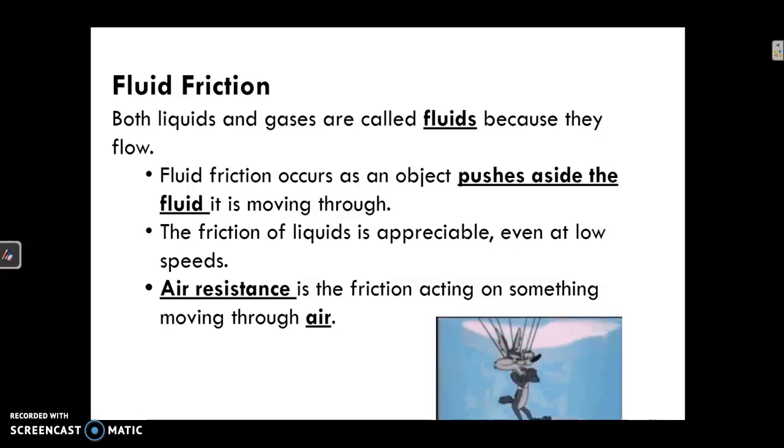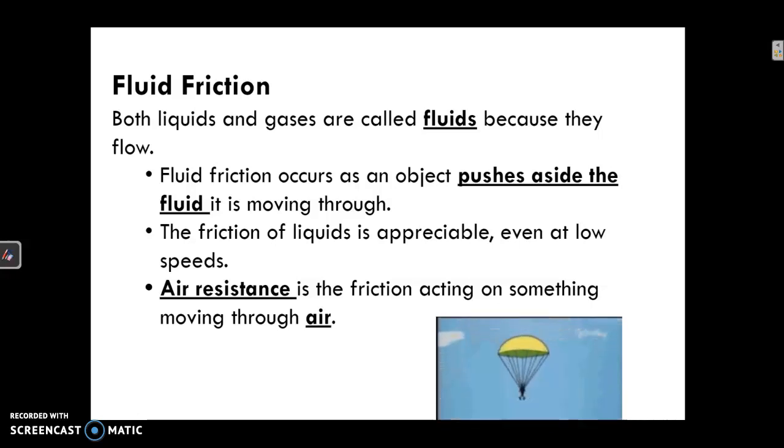They both flow. We've all seen water flow, maybe through a river gracefully through the mountains, or maybe the wind in your hair or the wind through the trees, right? Both of those are examples of fluids around us, and fluid friction occurs as an object pushes aside the fluid. So if you are falling through the sky, air is going to be rushing up towards you, okay? And that fluid friction is going to occur. And it's actually called air resistance. So air resistance is the friction acting on something moving through the air.